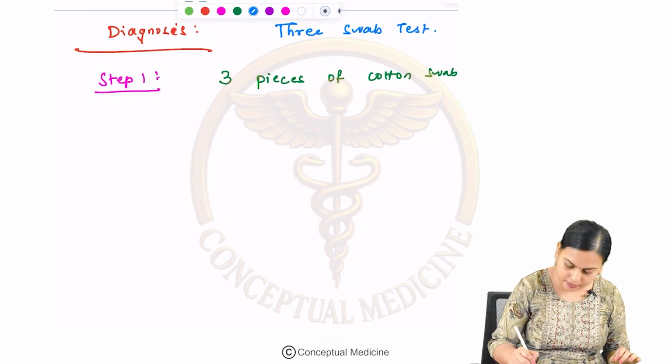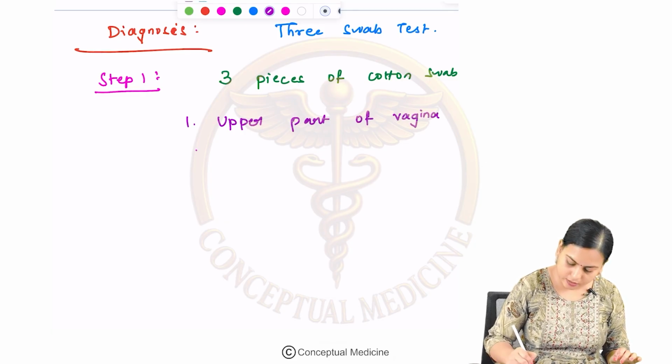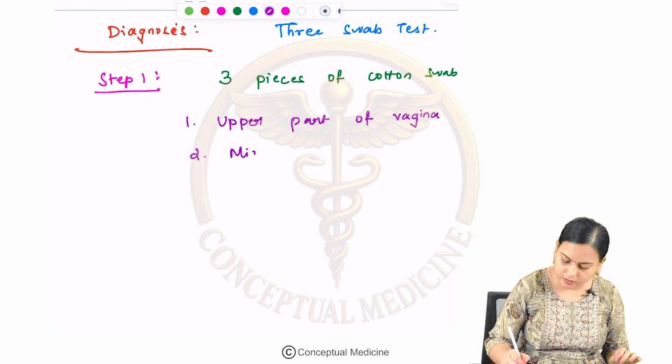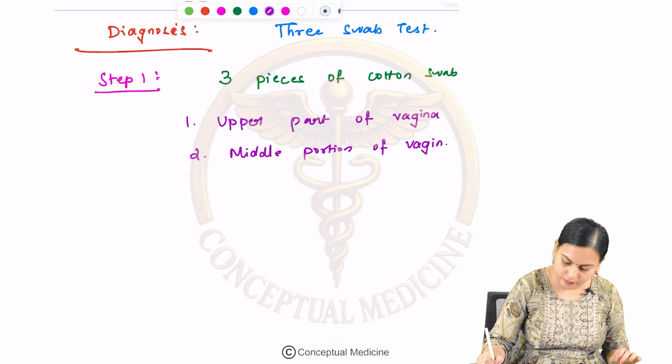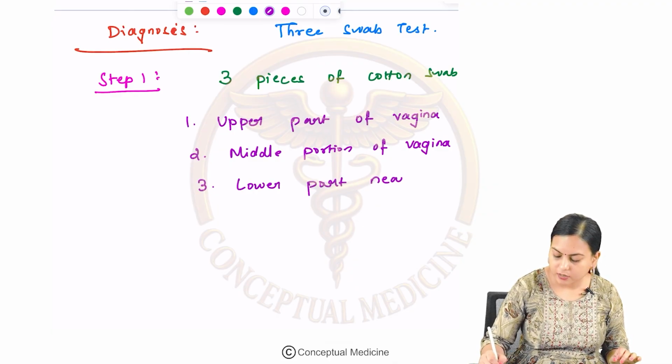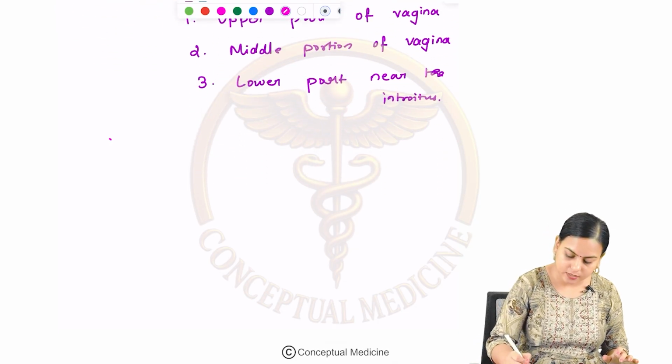Okay, the first place is upper part of vagina, second one is middle portion of vagina, and the next one is lower part near the introitus. Clear?